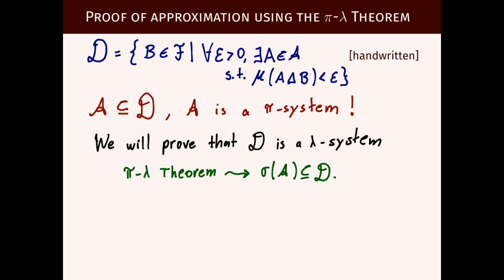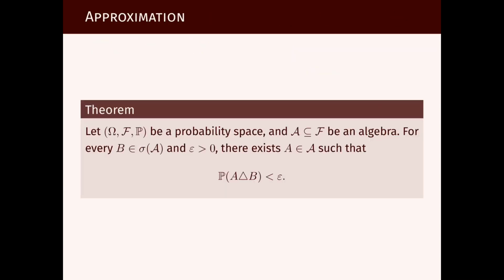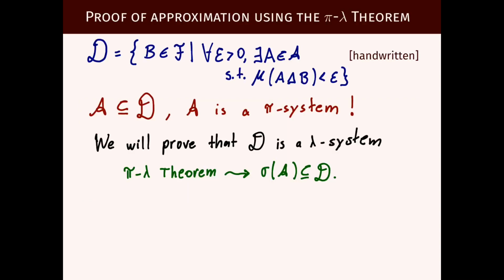If we can prove that, then we get from the pi-lambda theorem that D contains not only A, but also the sigma algebra generated by A. That is the content of the pi-lambda theorem, and this will conclude the proof of our approximation theorem of today's lecture. And why so? The theorem is stating exactly that every set B in the sigma algebra generated by A satisfies this property. And this is exactly the property that defines our class D. So this concludes the proof of the theorem.